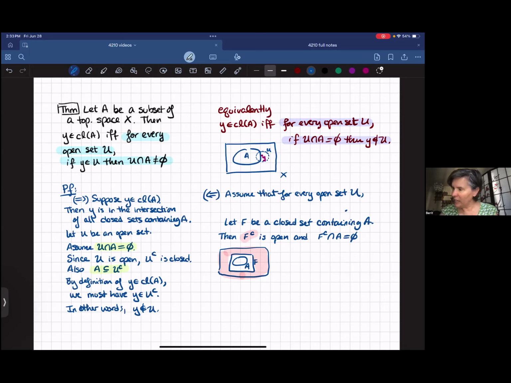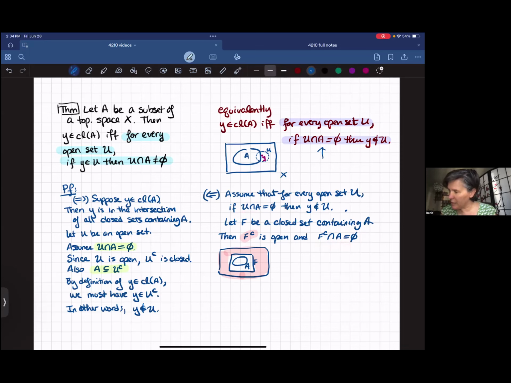So now I really like this form because I have an open set intersected with A being empty. So let's go ahead and write that at the beginning of my proof. Assume that for every open set U, if U intersect A is empty, then Y is not in U. Okay. So I assumed my purple hypothesis. I said, let F be a closed set containing A, just any closed set. Then that means F complement is open, and F complement satisfies the first part of this if-then statement. F complement intersect A is the empty set.